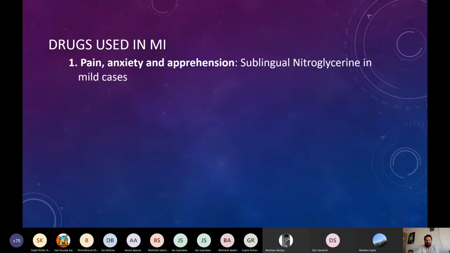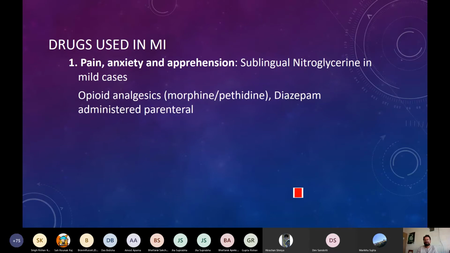For now, we are going to discuss the drugs used. Drugs used in MI, first for pain, anxiety, and apprehension. To cope with this effectively, we can use nitroglycerin in mild cases, or if the person is in severe pain, then morphine or pethidine, which we talked about. And even to calm the patient down, we can use diazepam to reduce apprehension and anxiety, and these can be administered parenterally if needed.